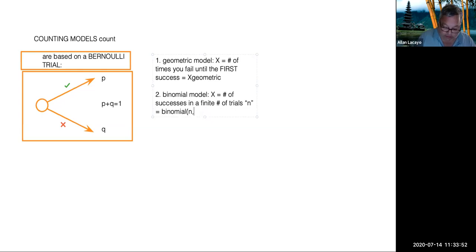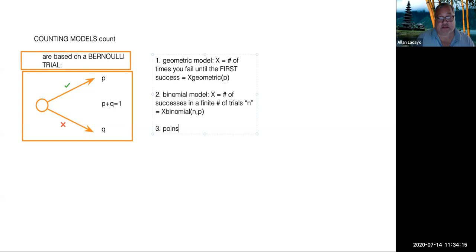So you need two parameters to make this work, as opposed to just one for the geometric model. So a binomial model requires the number of tries and the probability of success. The probability of failure is automatically the complement of a success. Knowing P helps you know Q.